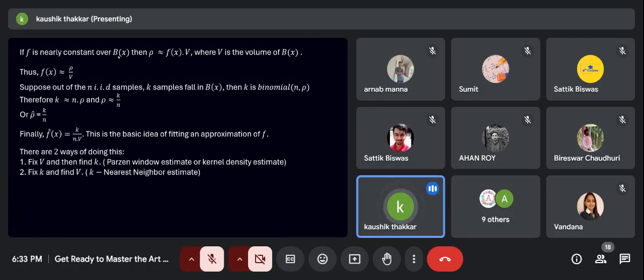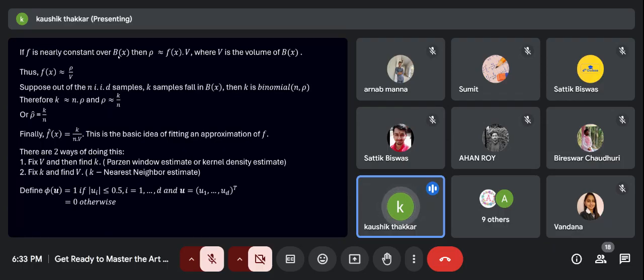So now this f hat can be found out using two methods. What we can do is first fix v and then find k. This is nothing but the Parzen window estimate or the kernel density estimate, right? The other way around, we can fix k and find v. This will result in a k nearest neighbor estimate that we'll look at, right?